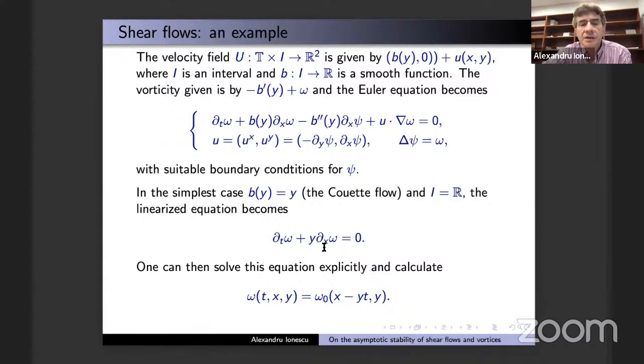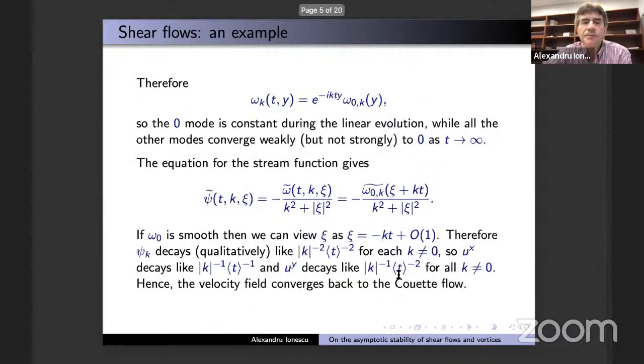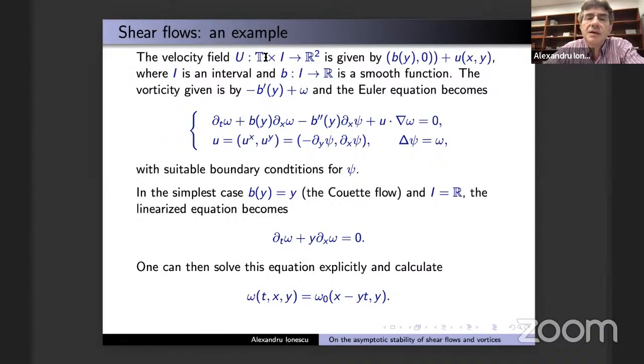In this case, the linearized equation, if we remove the nonlinearity, the last term, and we remove this non-local term, is left as a very simple equation: dt omega plus y dx omega equals zero. This can be solved explicitly, of course: omega of t, x, y is omega naught of x minus y t, comma y. So this is an explicit calculation. It's good to do this at the level of every mode. For this to make sense, the variable x is on the torus, so you can look at the dimension one torus, the circle.